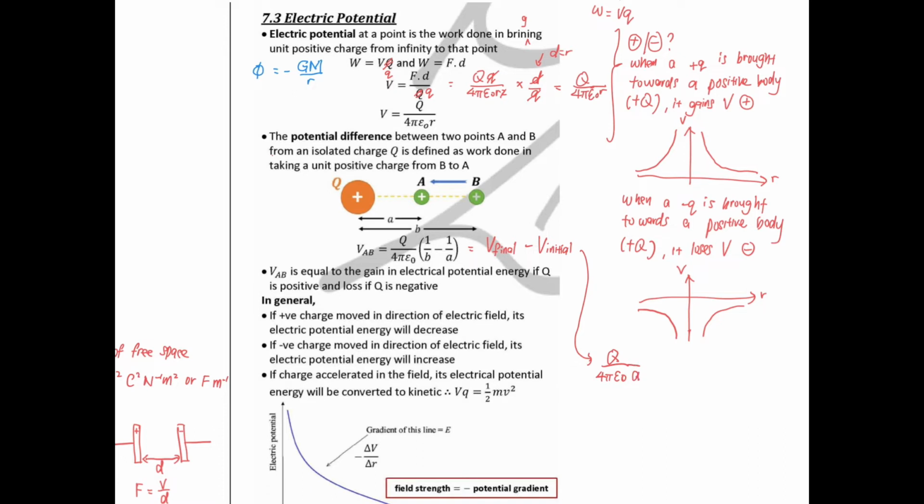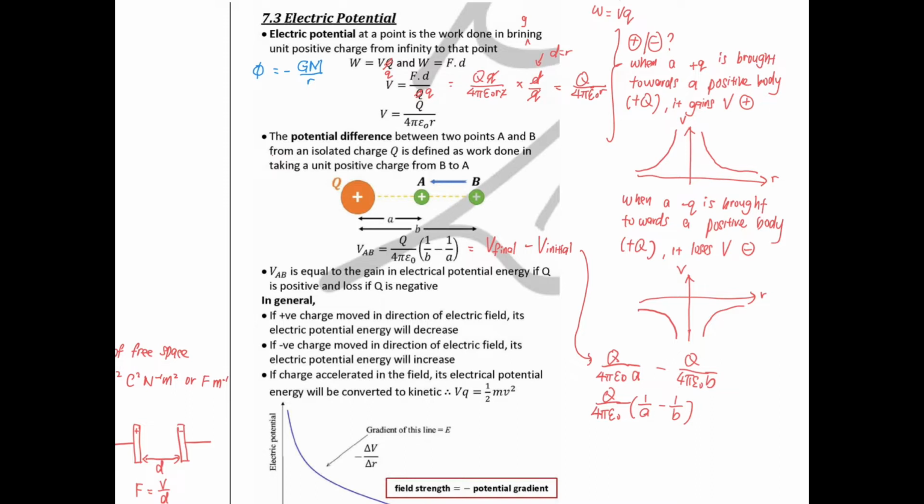Initial is Q over 4 pi epsilon naught B. So that is initial. Then after that we factorize: Q over 4 pi epsilon naught, 1 over A minus 1 over B. Okay, so it's supposed to be like this instead of this. Now let's look at the graph to understand it.